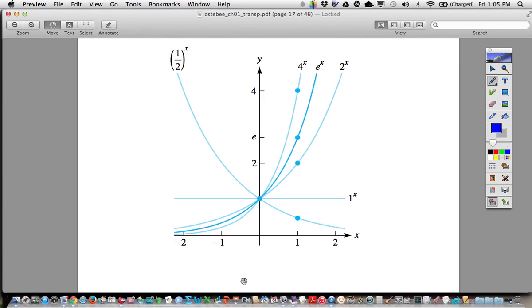1 to the x, of course, 1 to anything is just 1, so that'd just be a horizontal line. And then if you go below 1, like a half or a third or a fourth, you get this. Think of it like exponential growth versus exponential decay. If you have numbers bigger than 1 in the base, you're going to have this growth kind of shape. If you have numbers between 1 and 0, you're going to have this exponential decay kind of situation. But notice they all go through 0, 1. All right, so that's a pretty important part, unless it's been shifted, of course.